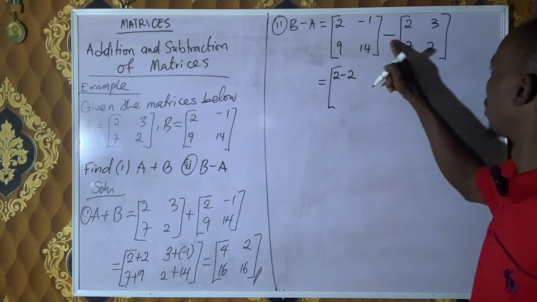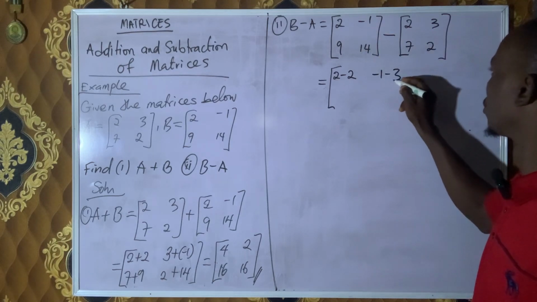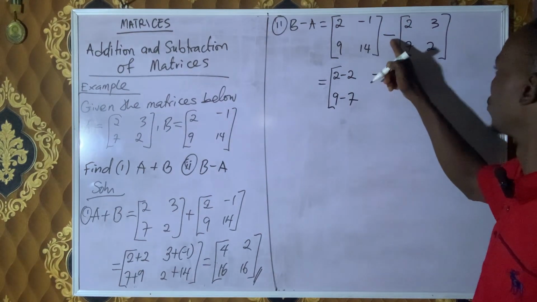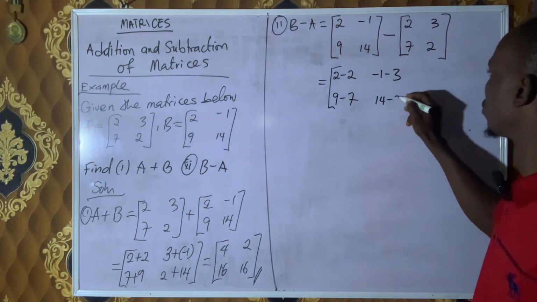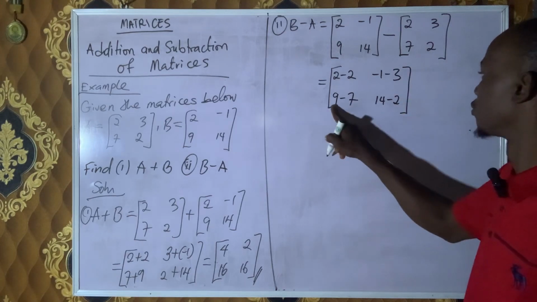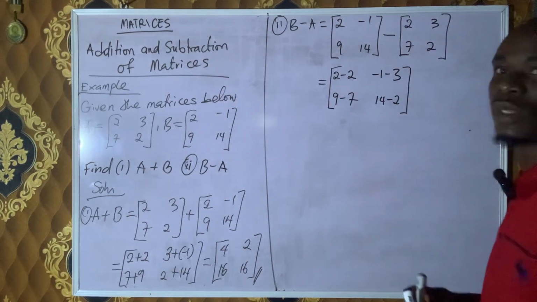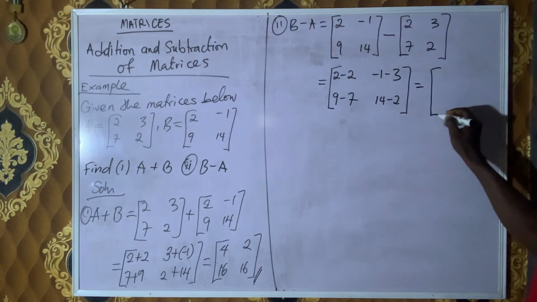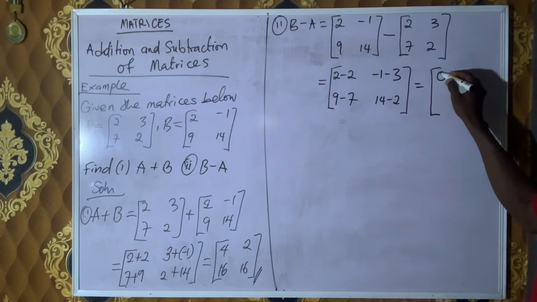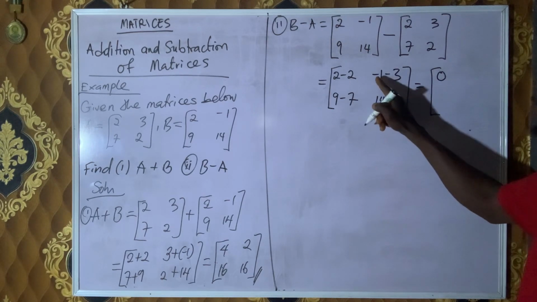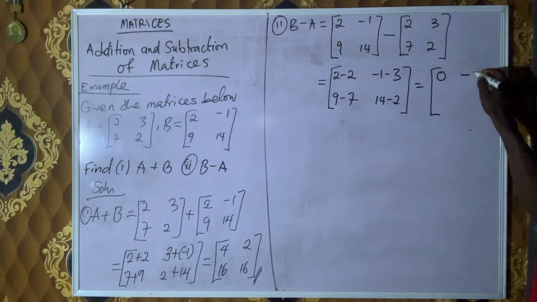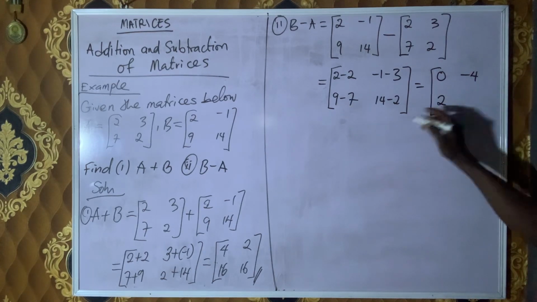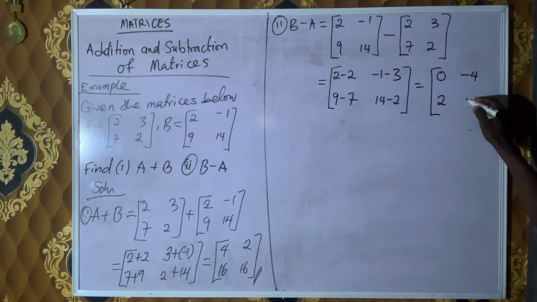And next is minus 1 minus 3. Then we have 9 minus 7. And then we have 14 minus 2. Okay? So from here, if I simplify further, 2 minus 2 is what? Minus 1 minus 3 is, 9 minus 7 is, and 14 minus 2 is.